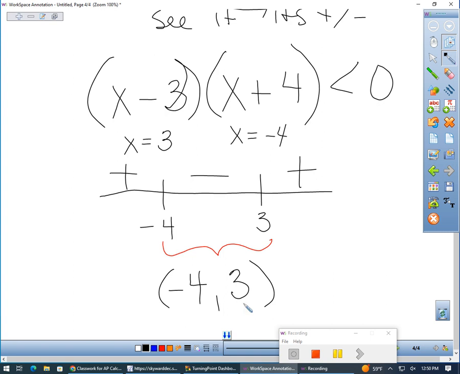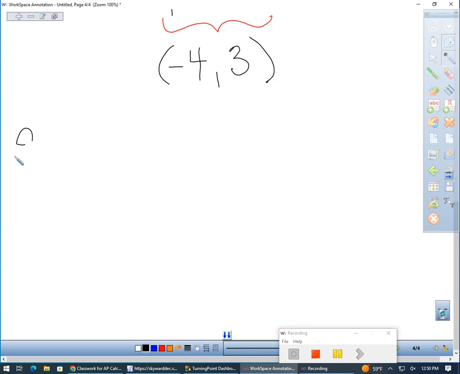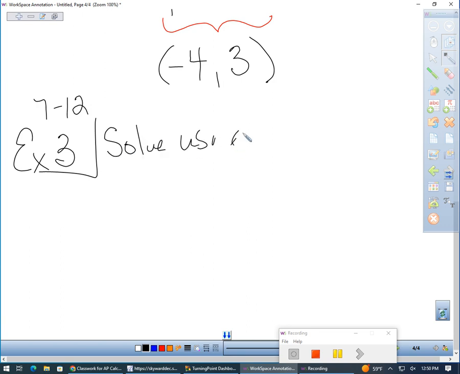All right, let me do one last example, and then I'll be all done. Okay, you guys? All right, example number 3, technically. So example 3, this is your 7 through 12. It says, solve using a signs table.